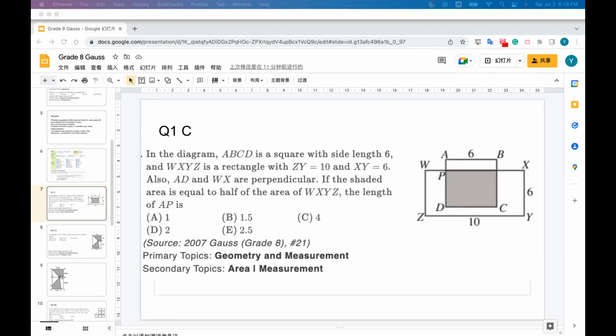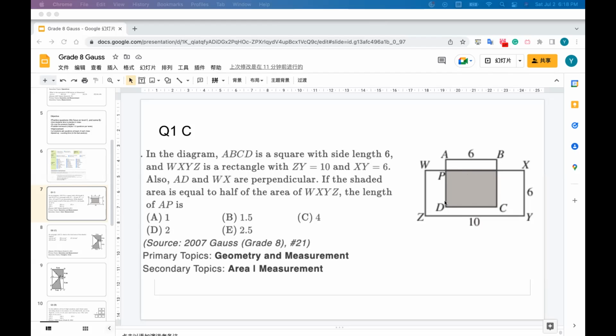And we also know the shaded area, the inside one, is half of the area of WXYZ, which gives what? The area is going to be 60 divided by 2 is 30, okay? And then we know AD and WX are perpendicular, right? So we definitely know this is also a rectangle, right? So that's why the length of DC is given as 6, equal to AB, okay?